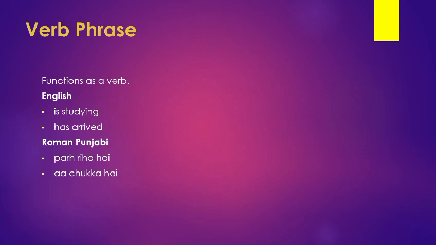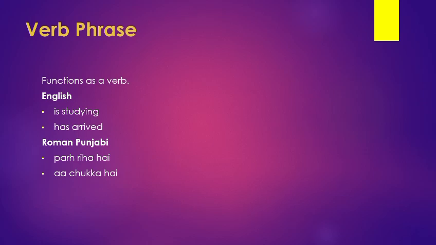Next we have verb phrases, which is studying, has arrived. So these are the phrases which are acting as a verb in any sentence. Similarly in Punjabi, we will say पढ़ रहा है या आ चुका है या आ चुके हैं. There are different dialects in Punjabi as well.